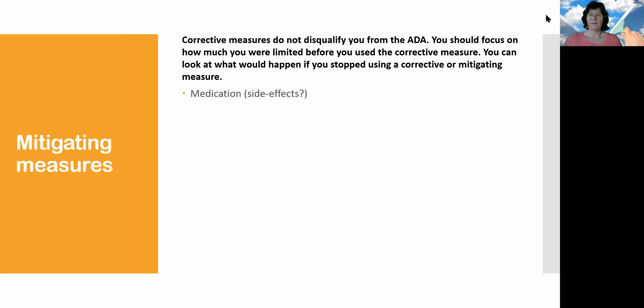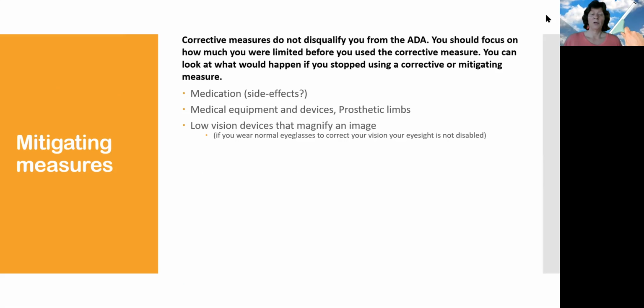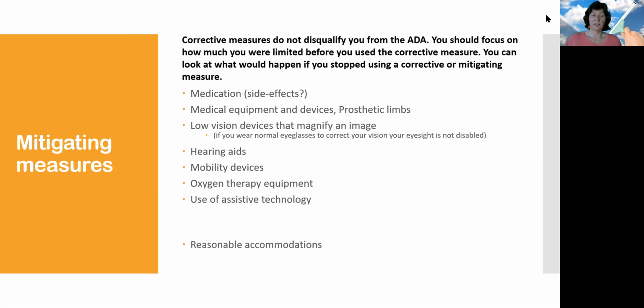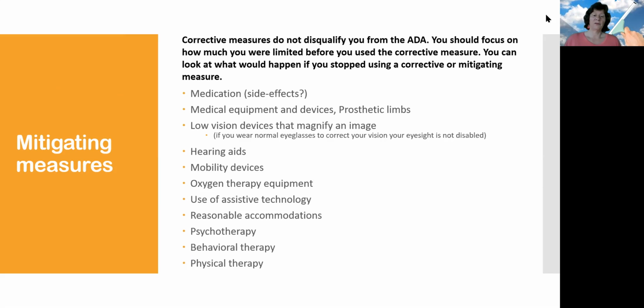Medication. Medication can have some side effects. Medical equipment and devices, prosthetic limbs. Low vision devices that magnify an image. And we already said that if you wear normal eyeglasses to correct your vision, your eyesight is not considered disabled. Hearing aids, mobility devices, oxygen therapy equipment, use of assistive technology, reasonable accommodations, psychotherapy, behavioral therapy, and physical therapy.